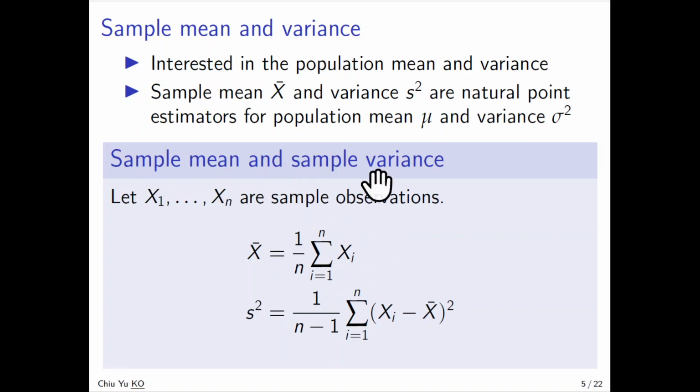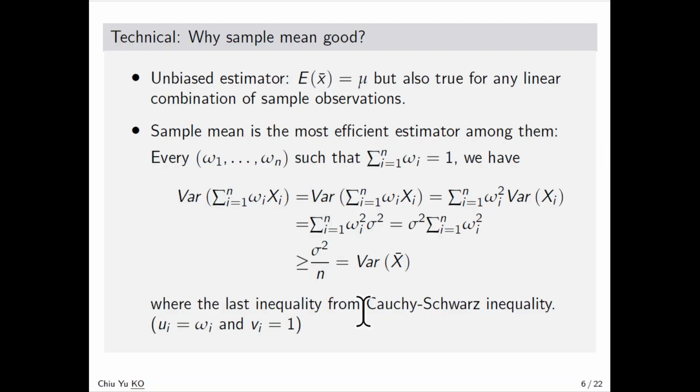We recall from the last chapter the sample mean and sample variance. The sample mean is the sum of the sample observations averaged. The sample variance is the difference of each observation from the mean, squared, and summed, divided by n minus 1. So this n minus 1 here. Now we try to explain.